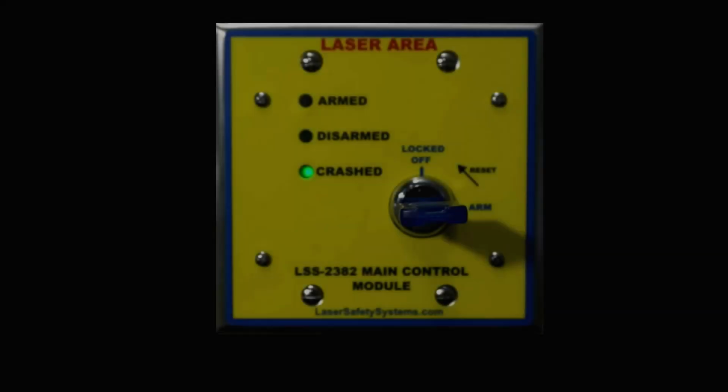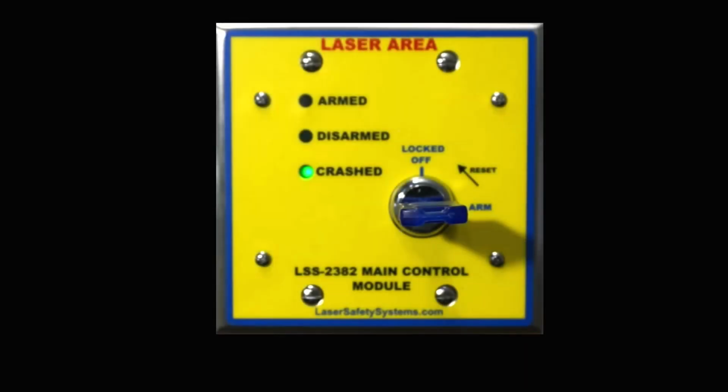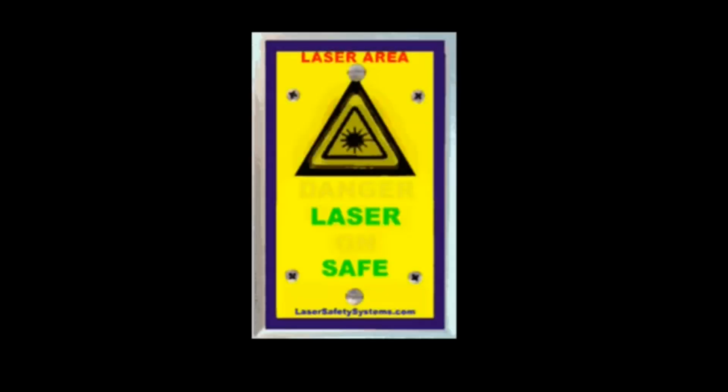Let's take a look at the expected system response when the system is in the crashed state. You already know the main control module will show the crashed state, but there are several other system modules you can look at that will show an indication of the crashed status. If you have our LSS-2380 warning module installed, you'll notice the word Laser Safe is flashing on and off. This is a crash indication.